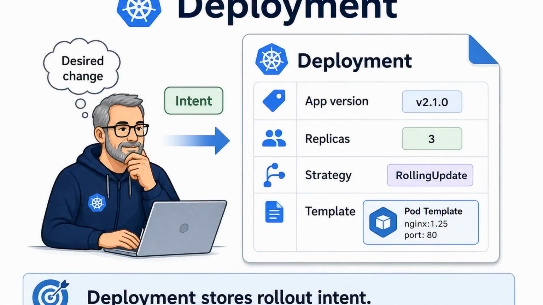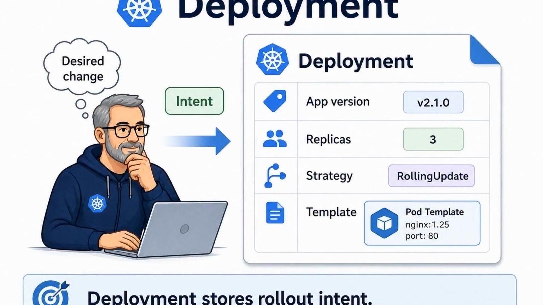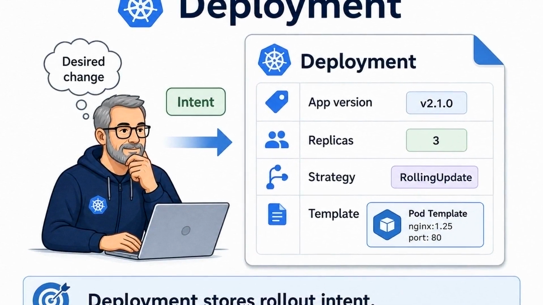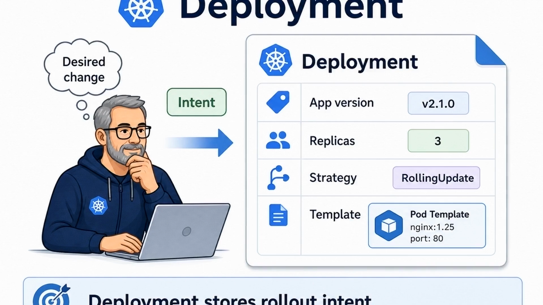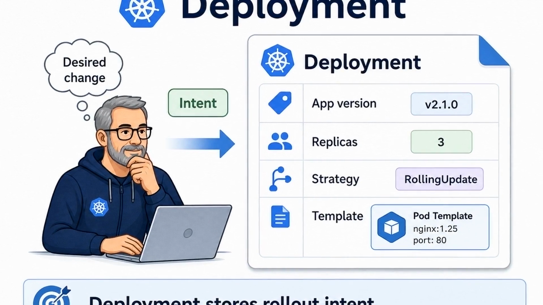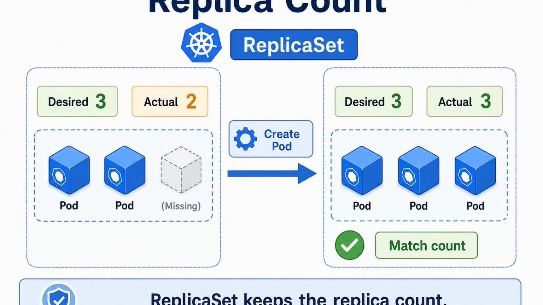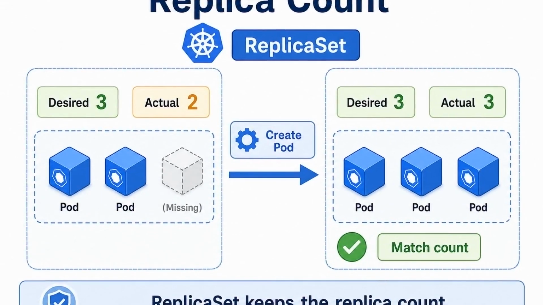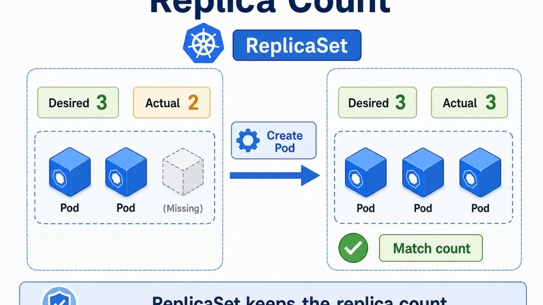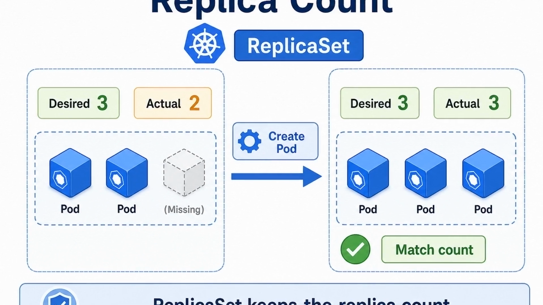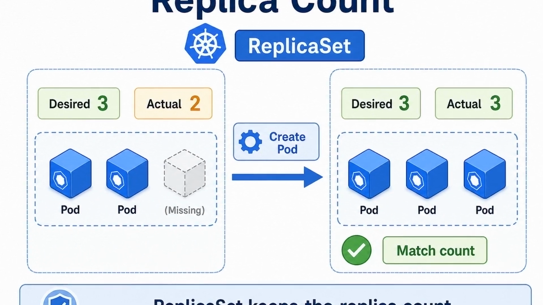A deployment is the object you normally edit for a stateless application. It captures the rollout intent. Which version should run, how many replicas are desired, and how the pod template should look. A replica set is more focused. It watches pods that match its selector and keeps the count aligned. If the desired count is 3 and only 2 matching pods are running, the replica set creates another one.